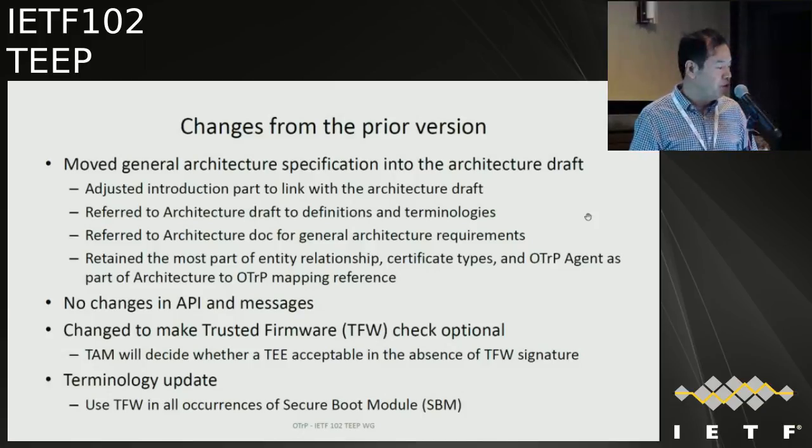So there will be no API level change and no message change, because that was the core protocol part. There's no change. It's more about document compliance. But one change was about trust firmware. As requested, it should not be required, so now we'll make it optional. What's optional now? The TAM has a decision to make. Say you receive a message from the TEE. The TEE may optionally include some assertion about that firmware. The TAM may decide whether to trust it or not. That is backward compatible and can also support other cases. And then we also have some cleanup about the terminology. One thing about the secure boot module: Dave gave the comment that we have two terms that do the same thing, so we just keep the one. We choose to use trust firmware.